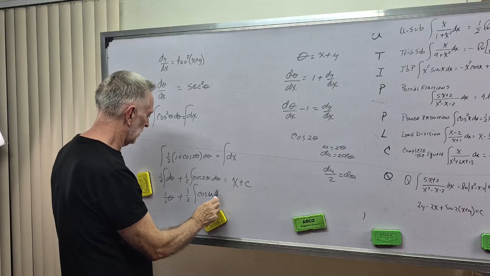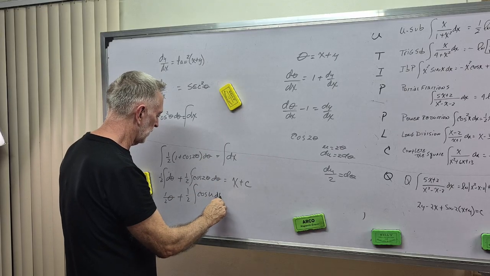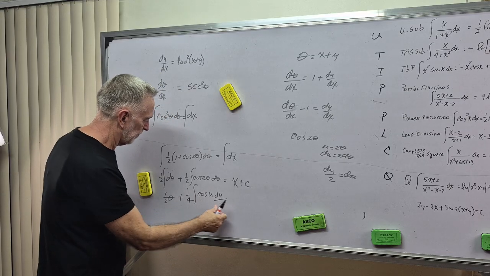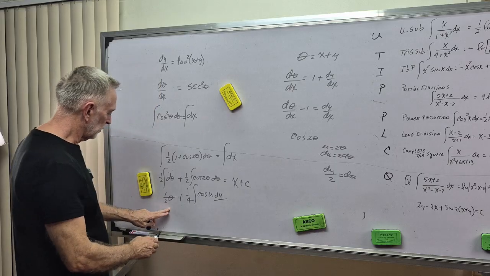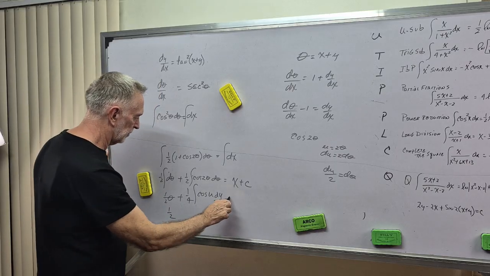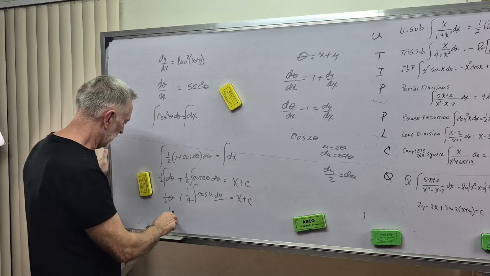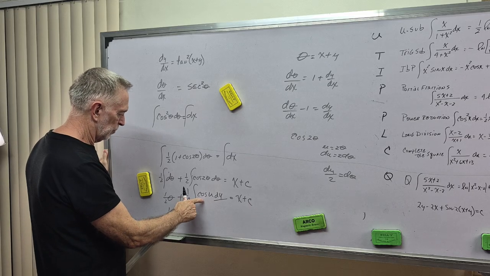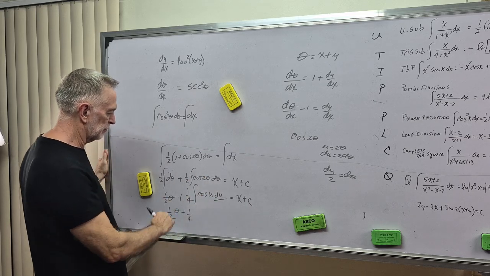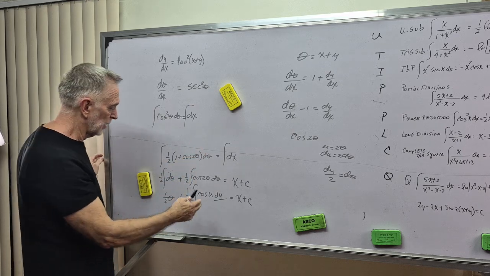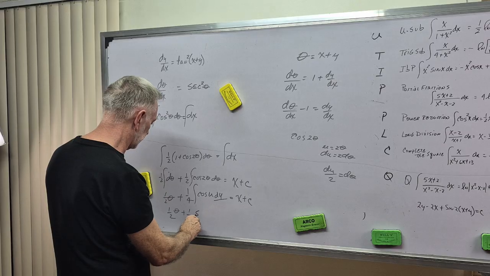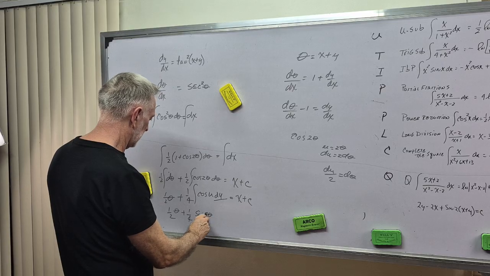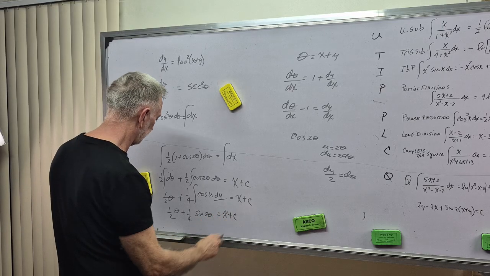u du over 2. Well, this 2 and that 2 multiply together to give me 1/4. Okay. So what do we have here? 1/2 theta plus 1/4 integral of cosine u, which is sine u, because the derivative is minus sine, the integral is plus sine. So sine u, where u was 2 theta. And that equals x plus c.